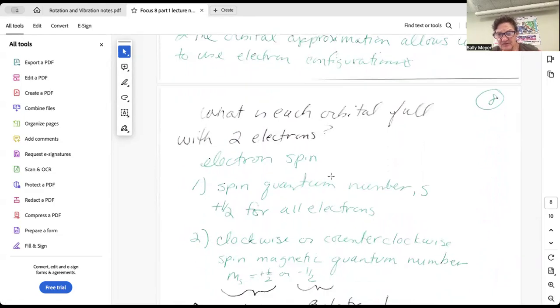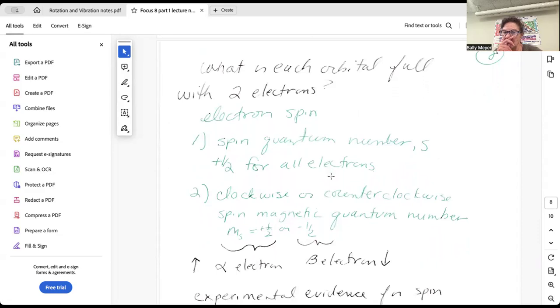So you learned about this before. A spin quantum number S has a value of 1/2 for all electrons. They're spin 1/2 particles. And the spin magnetic quantum number can be plus 1/2 or minus 1/2. We call that M sub S. And that's because the spin could be creating a magnetic moment in one direction or in an opposite direction. And so we call electrons with a spin of plus 1/2 alpha electrons, negative 1/2 beta electrons. Sometimes you say that they're up spin or down spin.